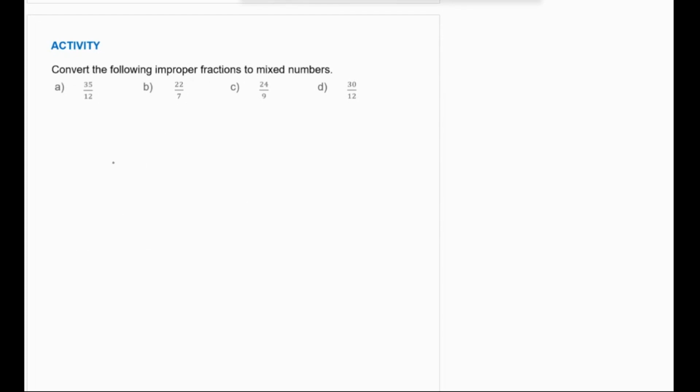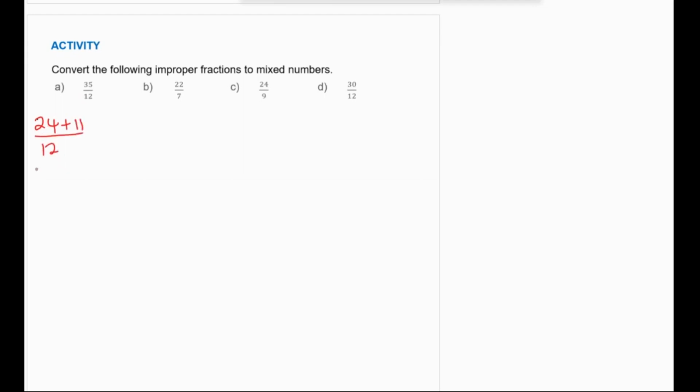Right, welcome back. Let's do this together. So 35 divided by 12. Let's look at the multiples of 12. That is 12, 24, 36. So it means the highest multiple of 12 just before 35 is what? Is 24. And then we can say 35 is 24 plus 11. That's 35 over 12.